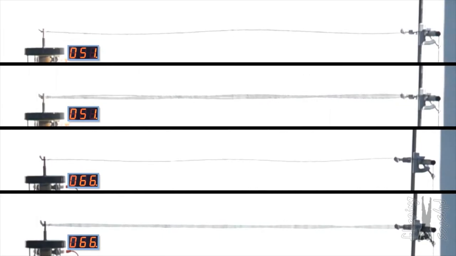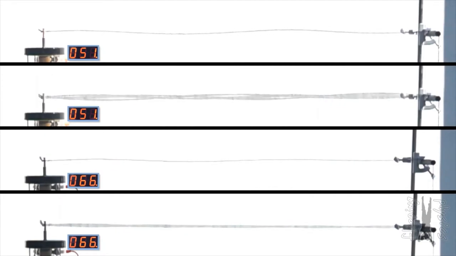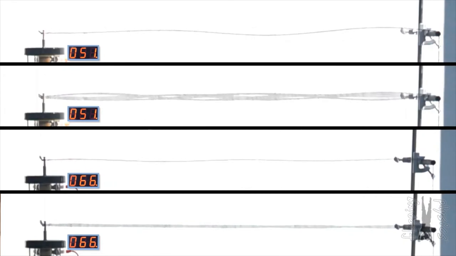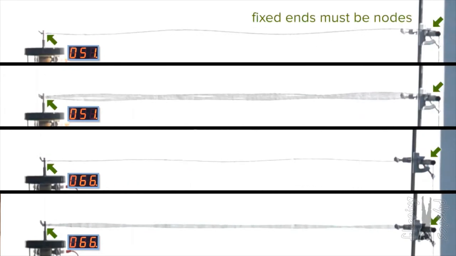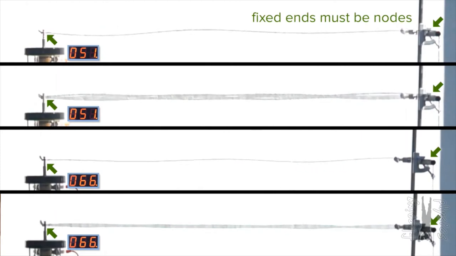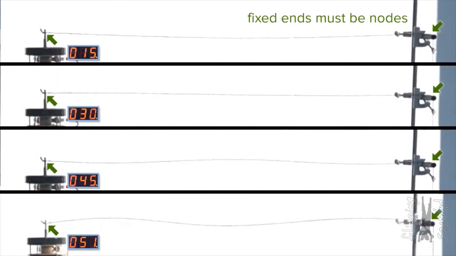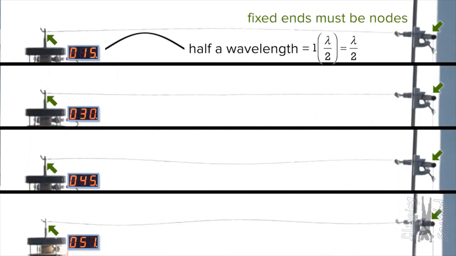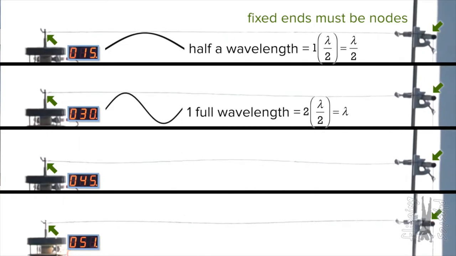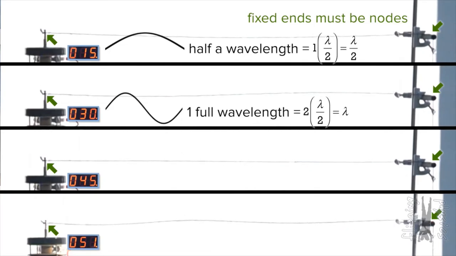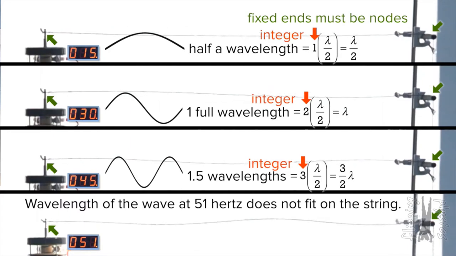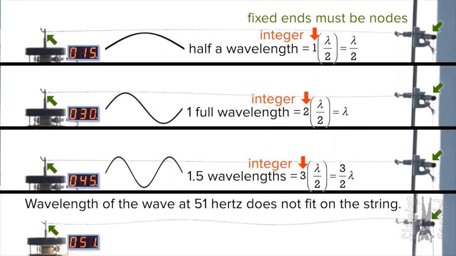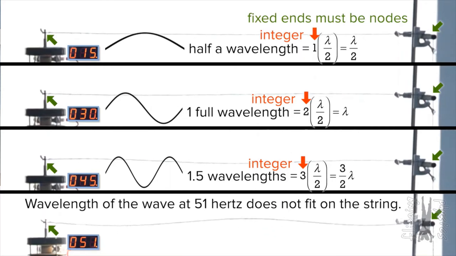Why is there no standing wave pattern being created at these frequencies? Does it have to do with the fact that each end has to be a node? That's right. Each end is a fixed end and is therefore a node. The standing wave pattern at 15 hertz represents half a wavelength. The pattern at 30 hertz represents one full wavelength. Each standing wave pattern has to have an integer multiple of half a wavelength. Right. Because each end has to be a node, only integer multiples of half wavelengths will fit to create standing wave patterns along the string.